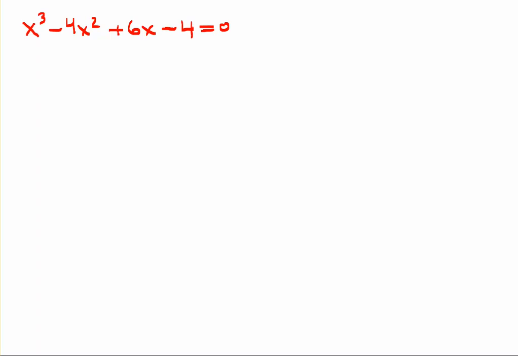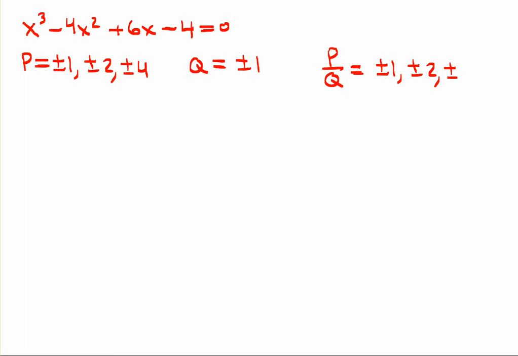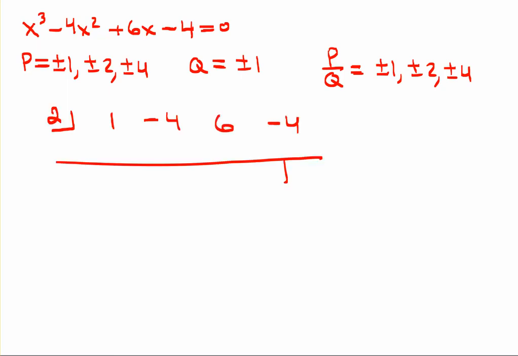Alright, what should we do here? We're going to do P over Q again, because we've got to get it down to x squared. So P would be plus or minus 1, 2, and 4. And I heard someone say 2 worked for them earlier, so let's try 2. Q again is a 1, so P over Q is really just the same thing as P. Okay, good. So 1, -4, 6, -4. And we heard that 2 works.